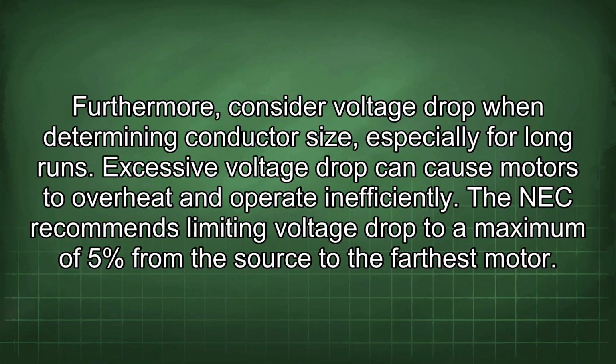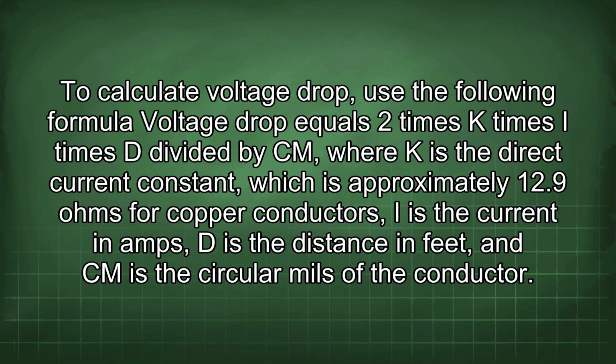Furthermore, consider voltage drop when determining conductor size, especially for long runs. Excessive voltage drop can cause motors to overheat and operate inefficiently. The NEC recommends limiting voltage drop to a maximum of 5% from the source to the farthest motor. To calculate voltage drop, use the following formula: voltage drop equals 2 times K times I times D divided by Cm, where K is the direct current constant, which is approximately 12.9 ohms for copper conductors, I is the current in amps, D is the distance in feet, and Cm is the circular mils of the conductor.